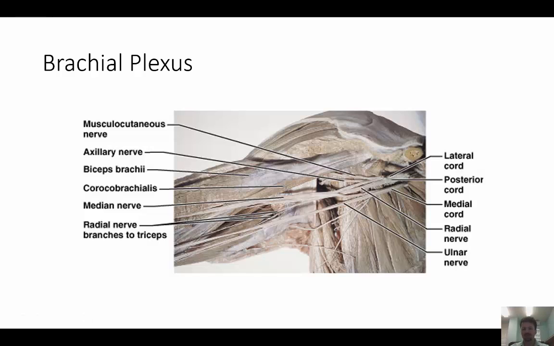anatomists have taken the time to dissect these nerves and trace these nerves and follow these nerves. Painstaking work, and they've taken the time to name these nerves, and that allows us in clinical situations to know what might be going wrong in the human body.